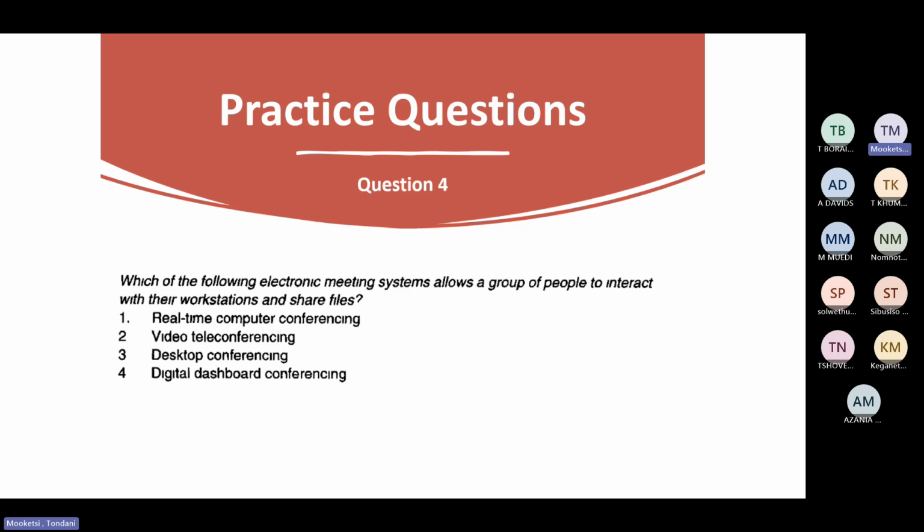Okay, the last question. Which of the following electronic meeting systems allows a group of people to interact with their workstations and share files? Real-time computer conferencing, video conferencing, desktop conferencing, or digital dashboard conferencing? This is related to the group support system I was talking about.